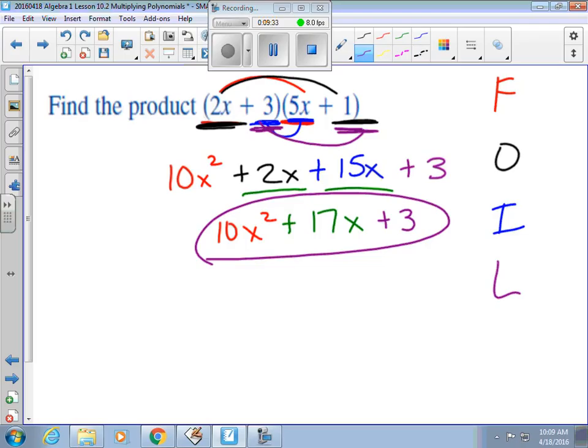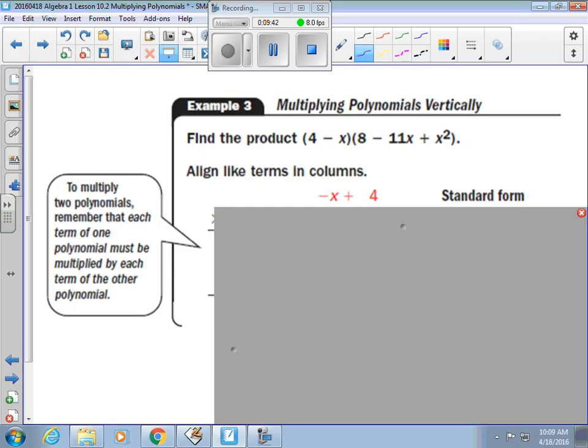Now that's multiplying two binomials. But we're dealing with all polynomials. So what if you don't have two binomials? You can't use the FOIL method. Here is an instance in one we have. And we have that. 4 minus x times 8 minus 11x plus x squared. We have a binomial multiplied by a trinomial, 2 terms multiplied by 3 terms.